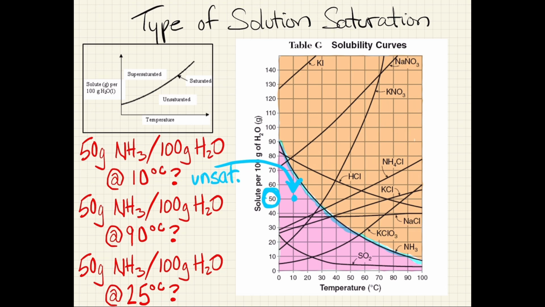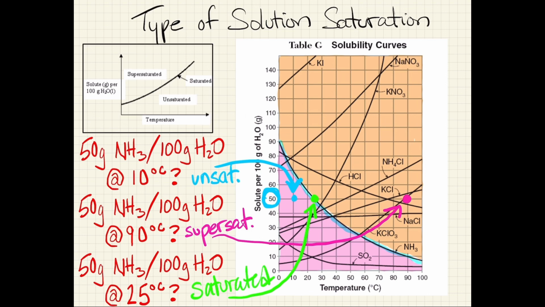Now, if we kept the same amount of material in water, but then changed the temperature all the way to 90, you can see represented by the pink dot that now we're in the other side, being supersaturated. This means based on the temperature, we have way too much material in our solution and it's going to be precipitating out. And what if we were to now change our temperature to exactly 25, which we can see with our green dot? If we fall directly on that curve, specifically for NH3, this type of solution would be saturated.